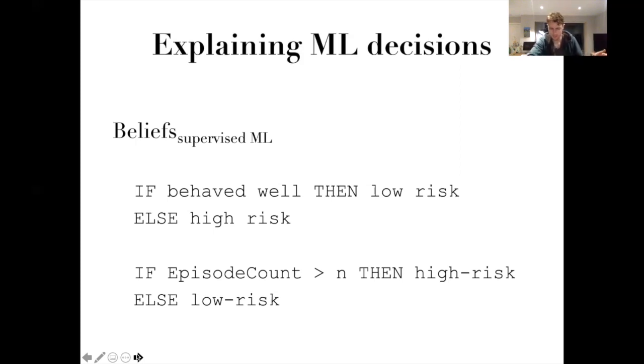And the idea is that by assuming that a system has these beliefs, it becomes far easier to predict what it will do given certain inputs. If you have a person presenting who has behaved well and who has maybe no previous convictions or previous arrests, then it's safe to assume that this machine learning system will predict that that individual will have a low risk of reoffending. And this is a much easier way to understand and to predict what the system will do.